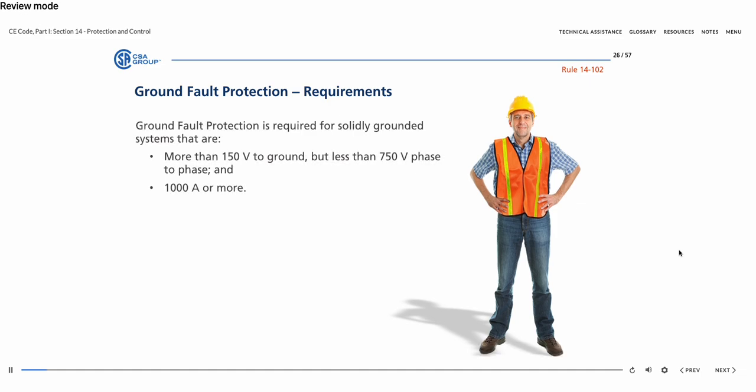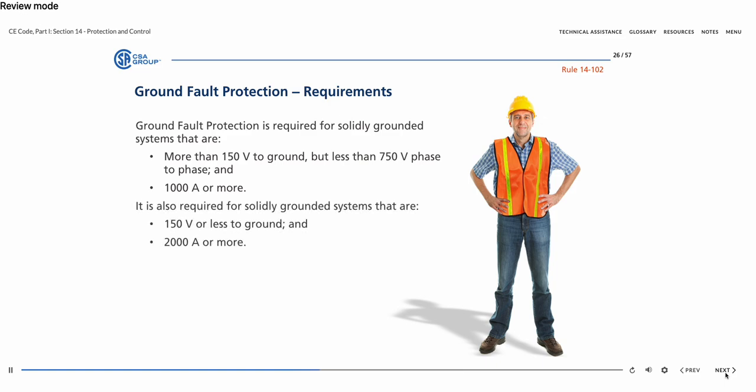Moving on to the requirements for ground fault protection. This protection is required for solidly grounded systems that are 1000 amperes or more and are operating at more than 150 volts to ground, but less than 750 volts phase to phase. Typical systems that fall in this category would be 600/347 volt and 480/277 volt systems that are operating at 1000 amperes or more. It is also required for solidly grounded systems that are 2000 amperes or more and are operating at 150 volts or less to ground.